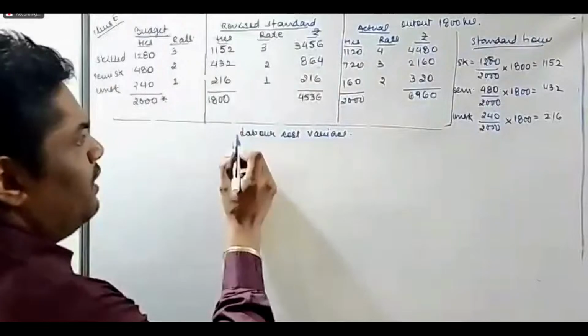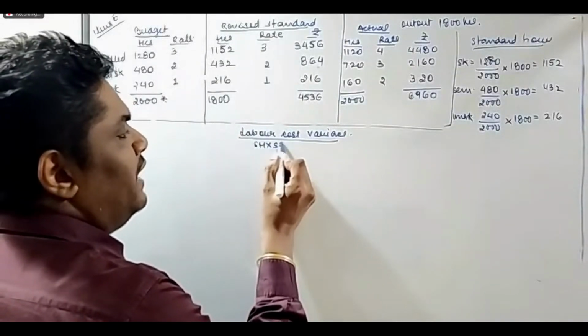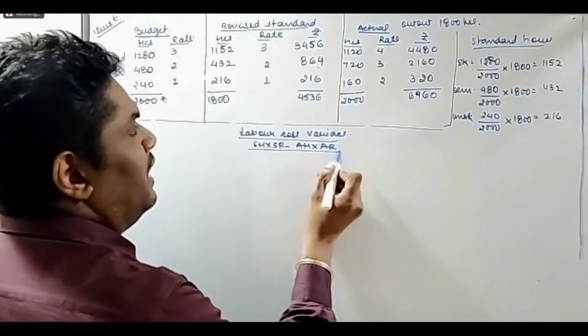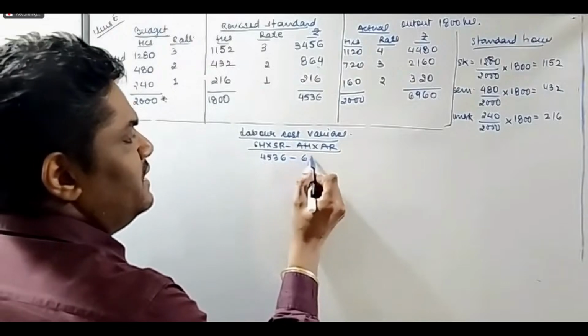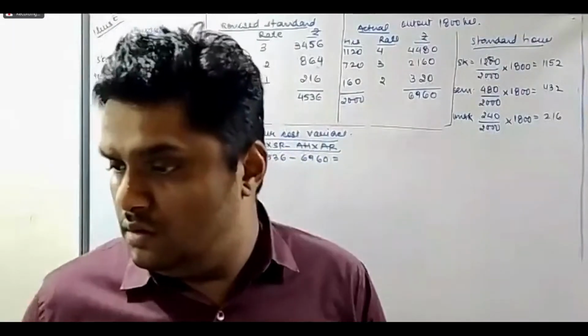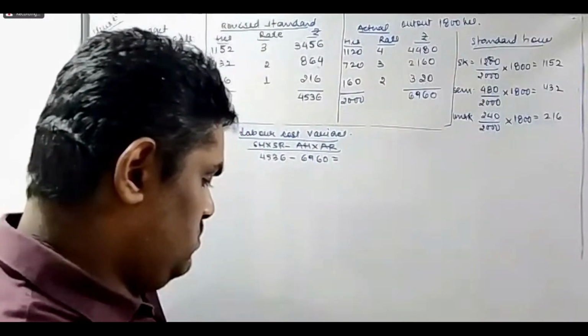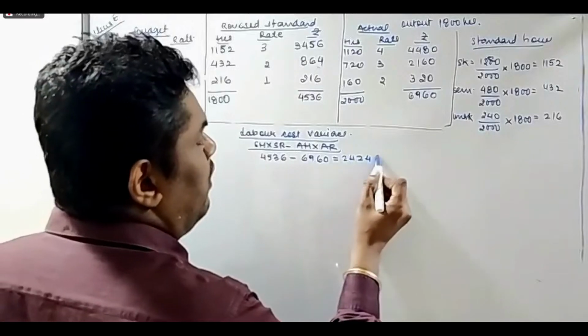So when talking about labor cost variance, standard R into standard rate minus actual R into actual rate. I've already discussed the concept. So 4536 minus 6960. So this will be 2424 adverse.